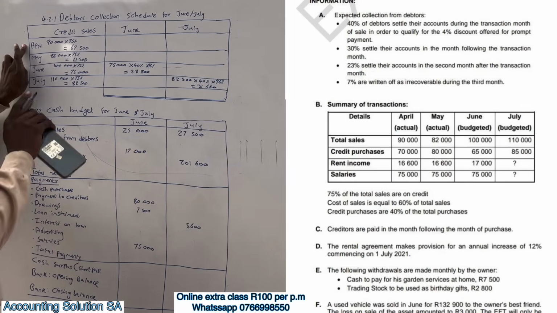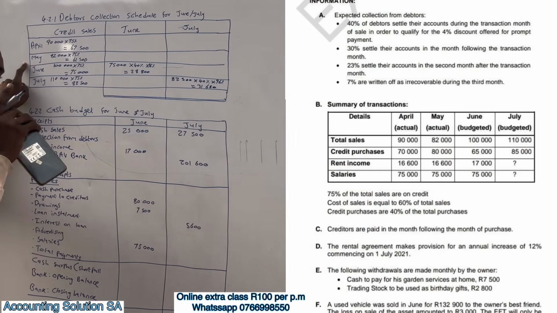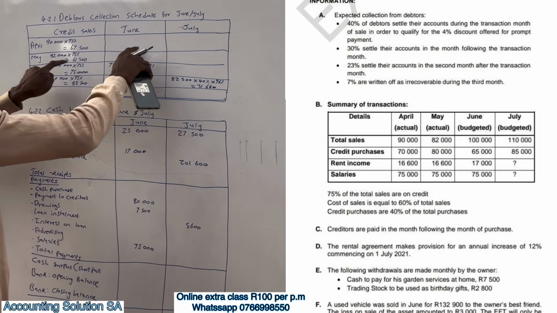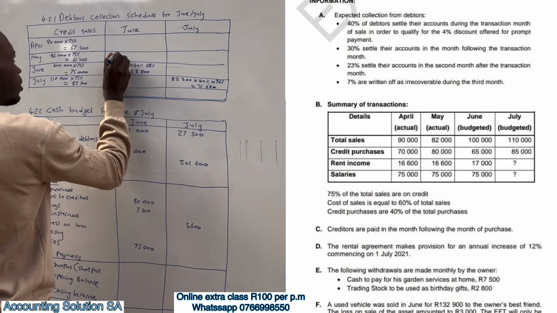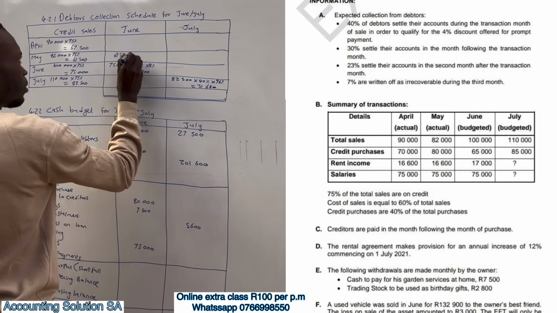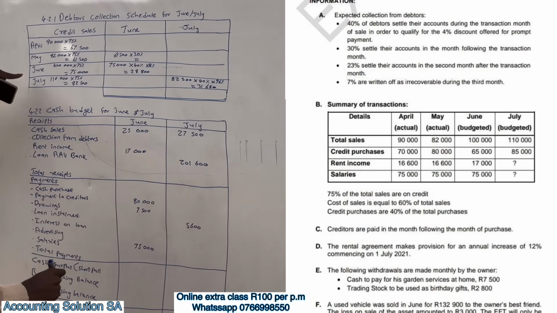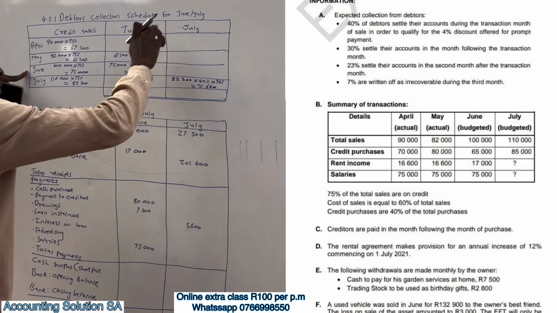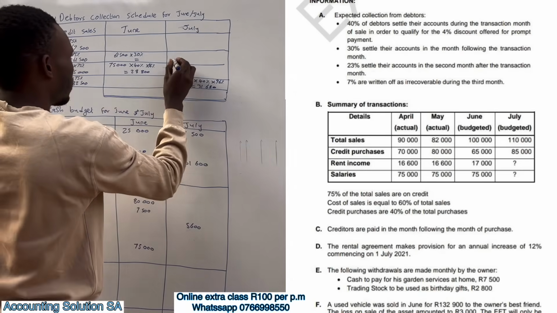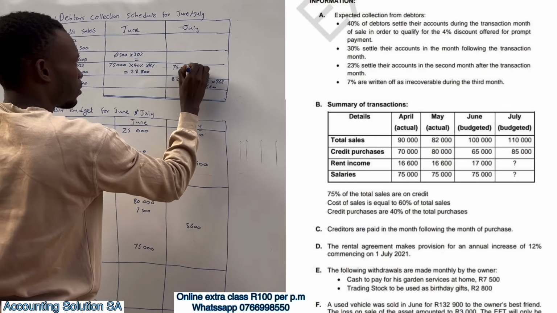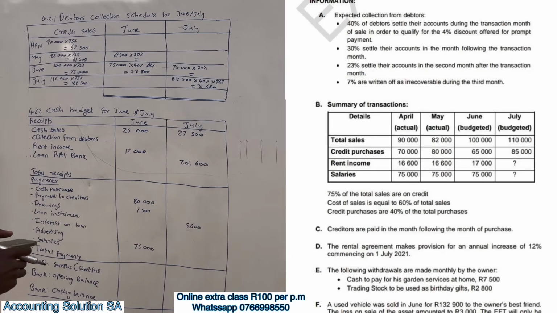For April, the following month is May, which we don't have here. Let's keep it for now. May, which month follows May? It is June, and they meet here. The following percent here is 30%, which means that we're going to say 61,500 multiplied by 30%. There is no discount here. And the other one, June and July: the month that follows June is July, which means that they meet here. We're going to say 75,000 multiplied by 30%, and it's going to give us an answer.